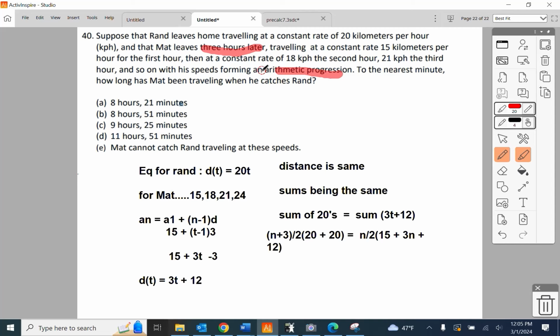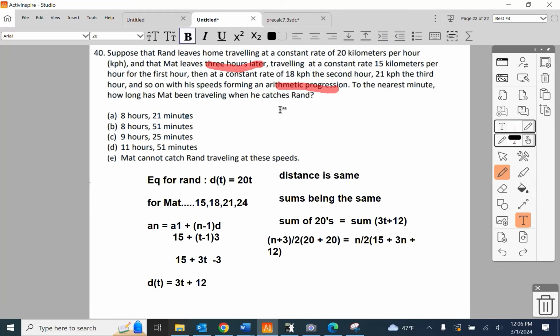So what I did is I created some equations. An equation for Rand is that his distance traveled is 20 times the time he's on the road. For Matt, I wrote out the arithmetic sequence and I came up with an equation for him. Now, it's not about when those two things are equal. That won't get you the right answer. It's about this, because that would tell you at what time they're traveling the same speed. That's something you got to be careful about, because I was tempted to do it too.